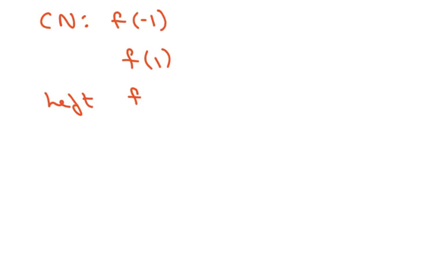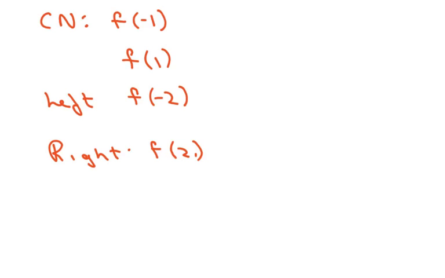So we're going to evaluate these numbers. For the critical numbers, we're going to evaluate f of -1 and f of 1. And for our left endpoint, we're evaluating f of -2. And for our right endpoint, we're evaluating f of 2.